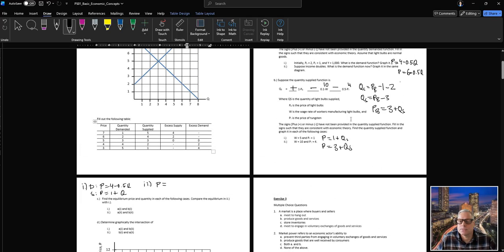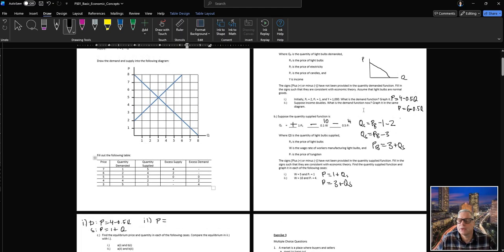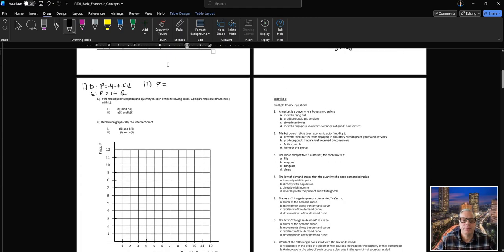So that means that the only determinant of quantity demanded, 6 minus half Q, is the price. So that is a little bit important. The only determinant of quantity demanded is the price. And the supply was 3 plus Q, which can have many reasons. Okay.